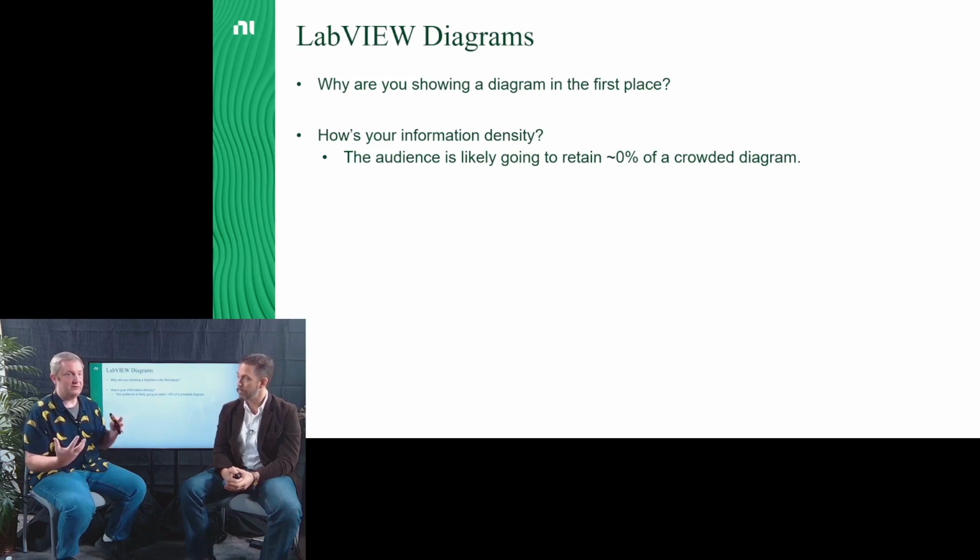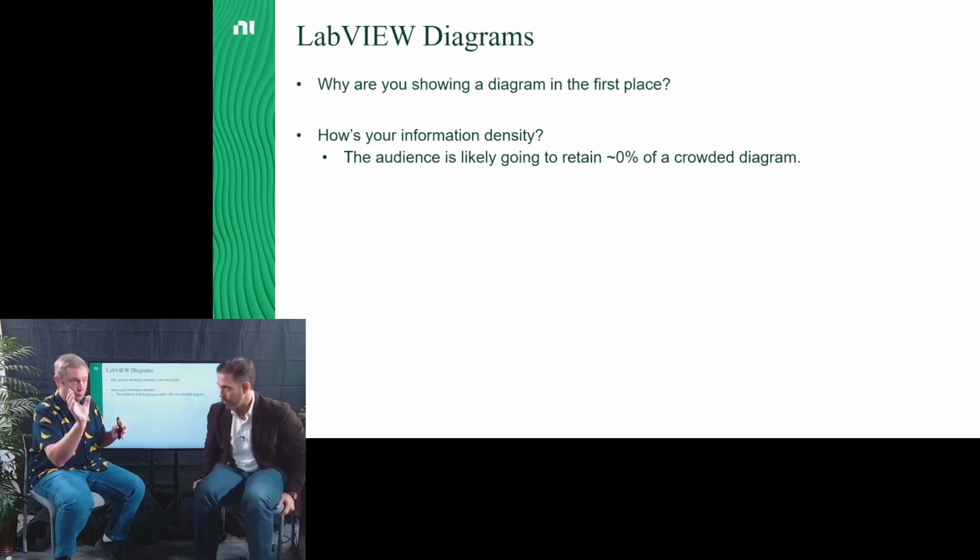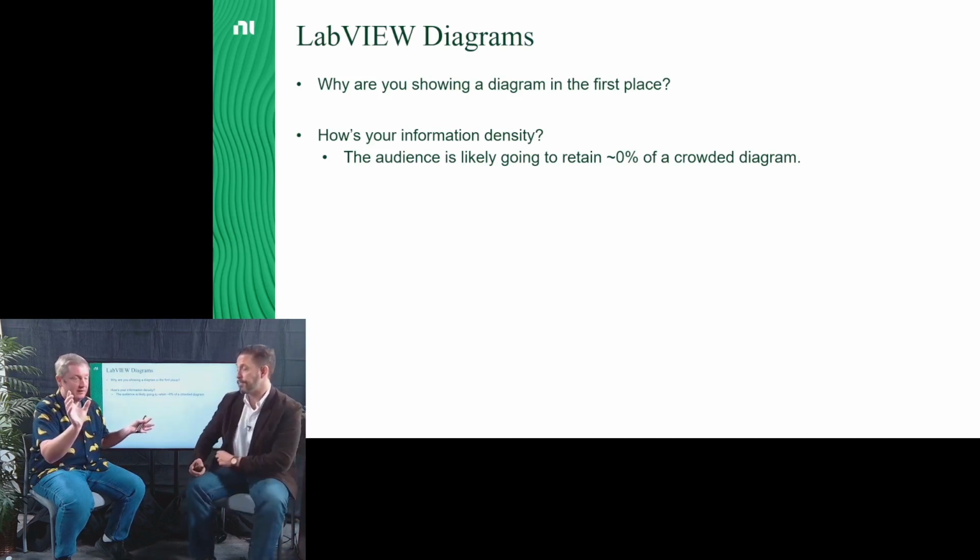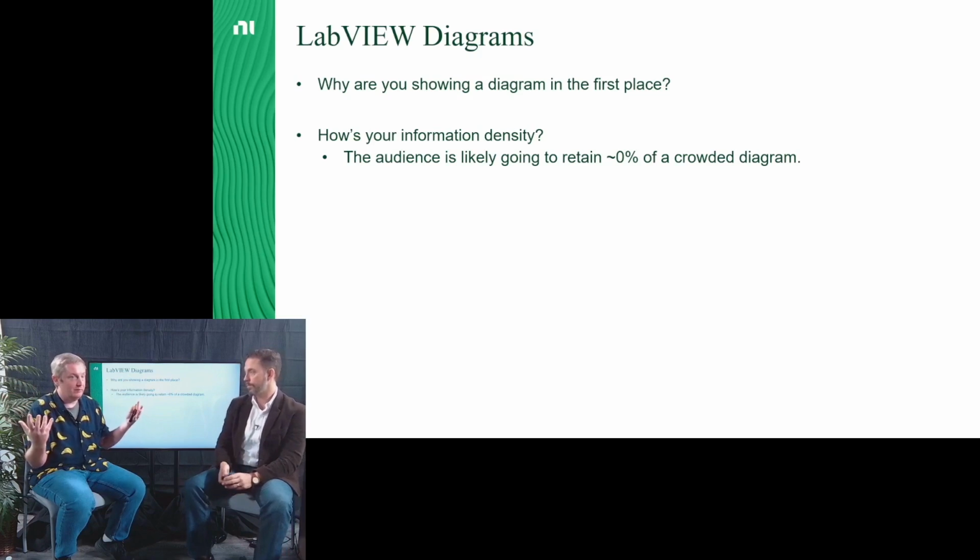If you've got a block diagram where a lot of stuff is going on and there's one area where you want to focus people, they are going to retain 0% of what they're seeing on that block diagram. So really try to get the information density to a point where when you open up a window, everything the person sees is relevant to what you're trying to teach them. Give them some room to visually breathe on the diagram.